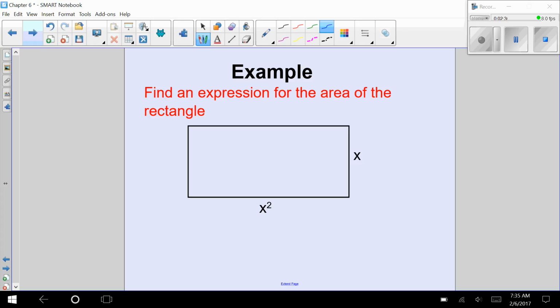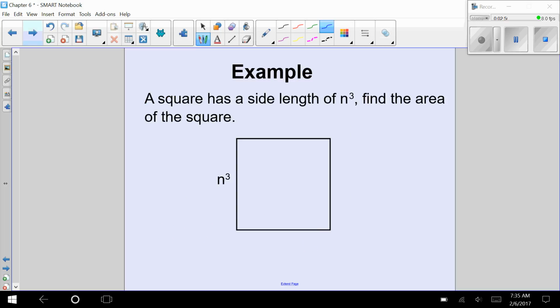All right, we are going to write an expression for the area of this rectangle. Remember that area of a rectangle is base or length times width or base times height, whichever way you want to say it. So we have x squared times x. Well, remember that's x to the 1. So our base is x. We add those exponents and we get x to the 3rd.